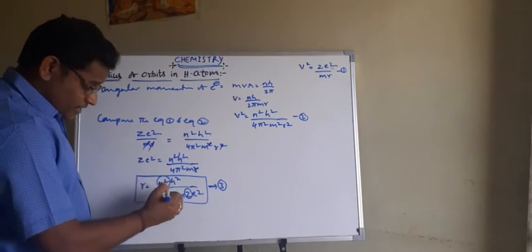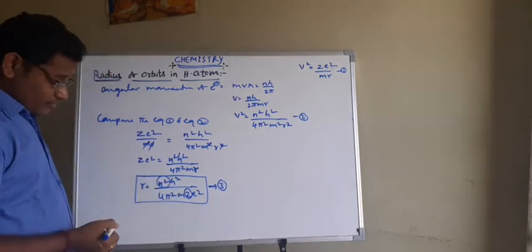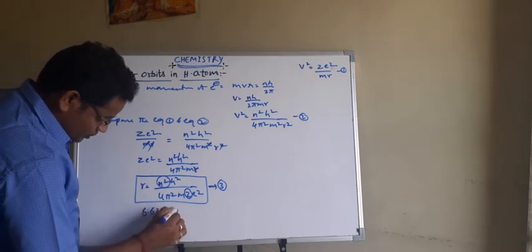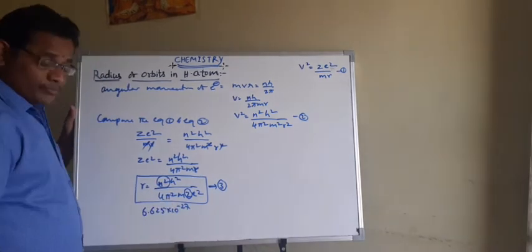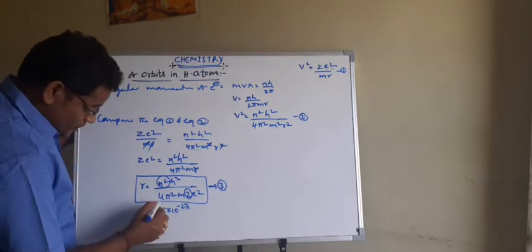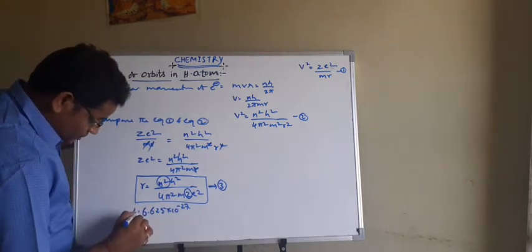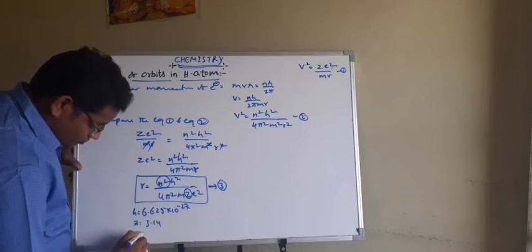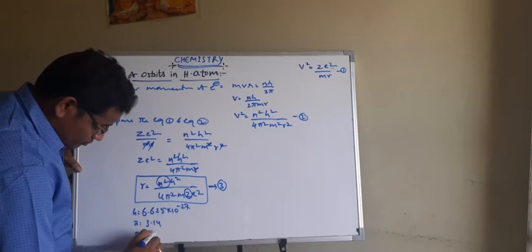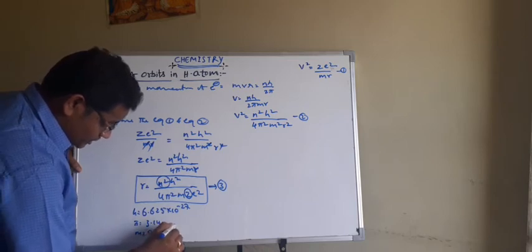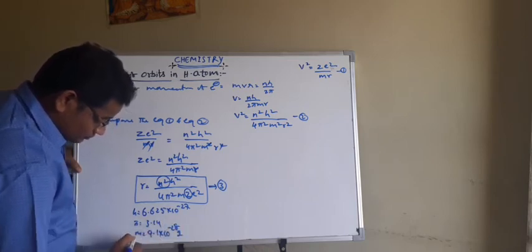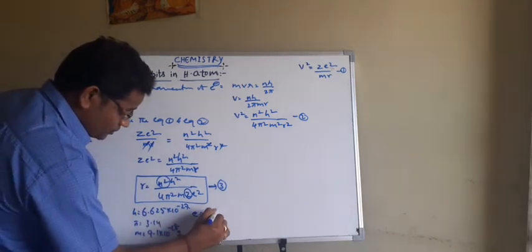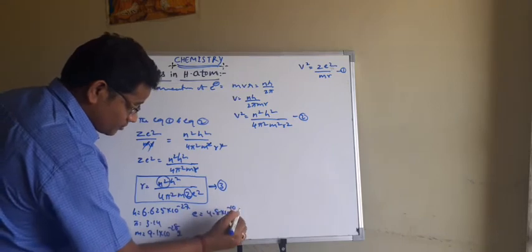Then substitute the remaining values in this equation. What are the remaining values? The h value we already know: 6.625 into 10 power minus 27 erg-seconds. Pi value is 3.14. The m value, the mass of the electron, is 9.1 into 10 power minus 28 grams. And another one is the e value, the charge of the electron, 4.8 into 10 power minus 8 electrostatic units.